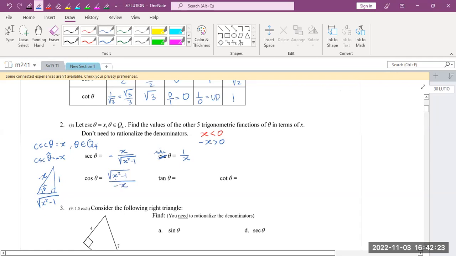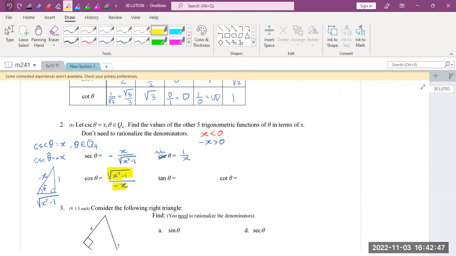But Thomas, I thought cosine in quadrant 4 is positive. It is true. Now, square root of x squared minus 1 is positive, right? Now the question is, is negative x positive or negative? It's positive. X is the one that is negative. So negative x becomes positive. Now we refer to that triangle again.